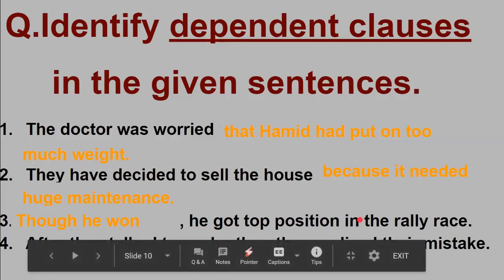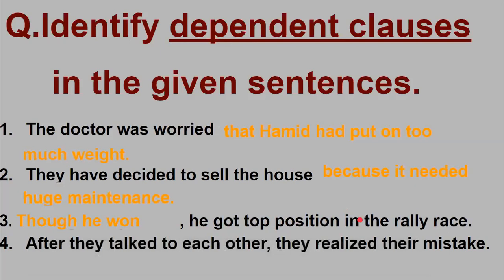Okay, students? Now coming to the last, fourth line, and what does it say? I'm reading the fourth sentence for you. You also read. After they talk to each other, they realize their mistake. Okay, where is the dependent clause? Both the clauses are present in front of you in this big sentence.